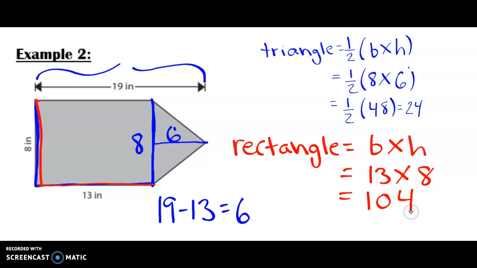So to find the total area, the last step is just to add those together. So we're going to do 104 plus my 24, and you end up with 128, and it is in inches, and because it is area, it will be inches squared. And that is my total area of this shape.